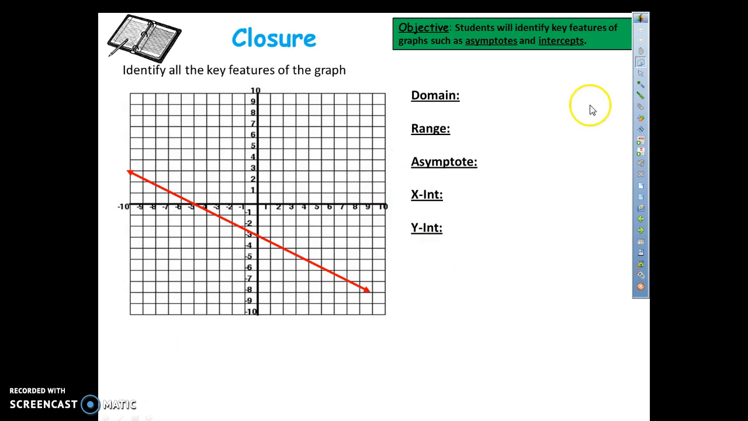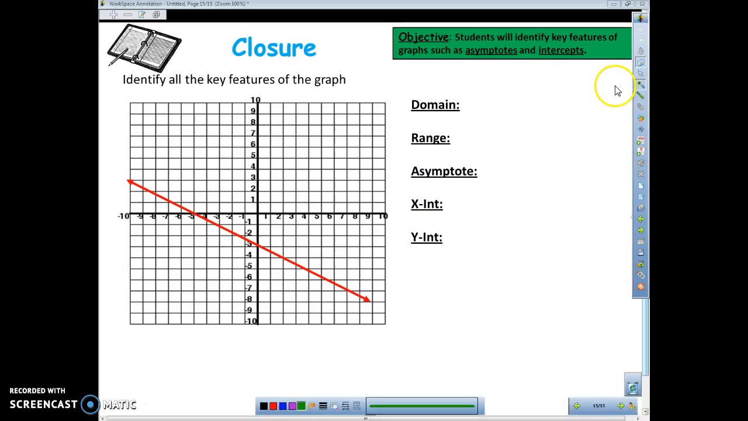Alright, to close out this lesson, your closure is to go ahead and try this one. So please fill in the domain, range, asymptote, and x-intercept and y-intercept for this one.